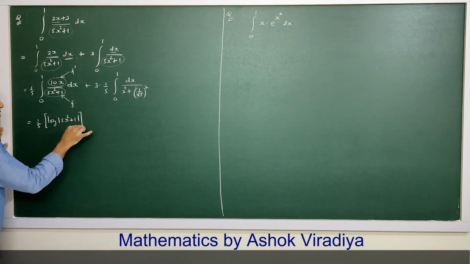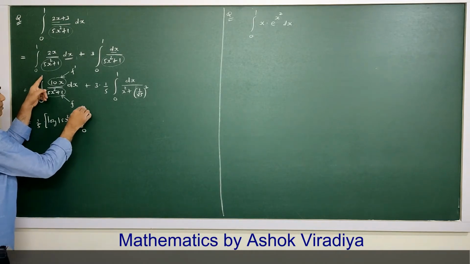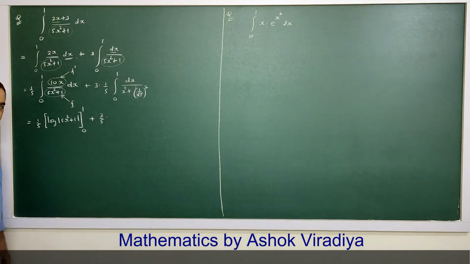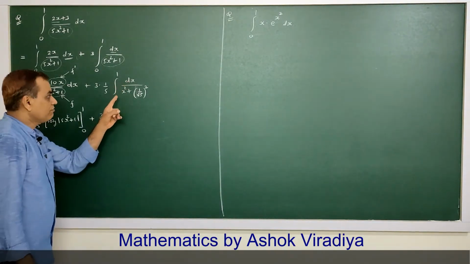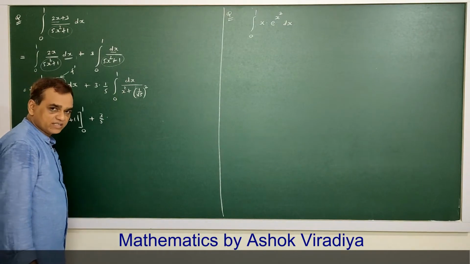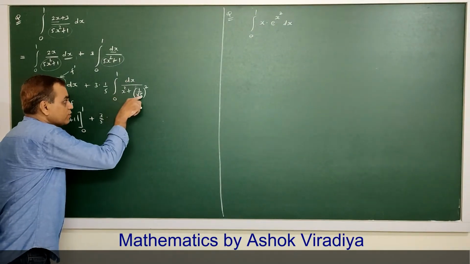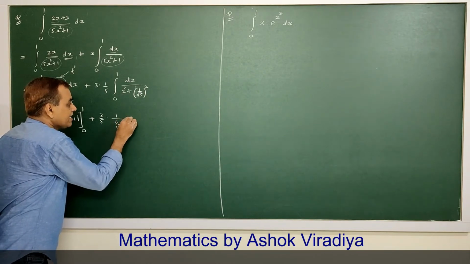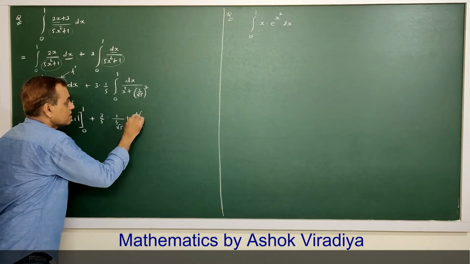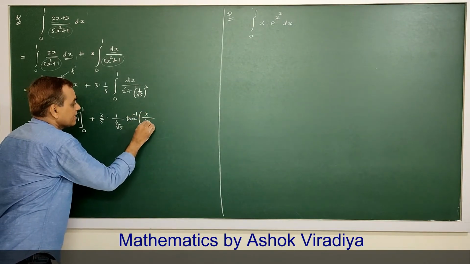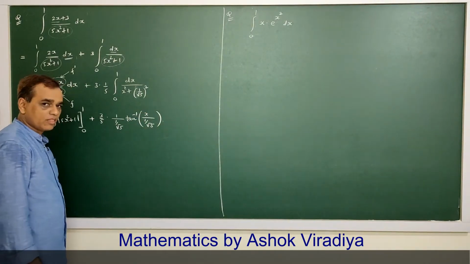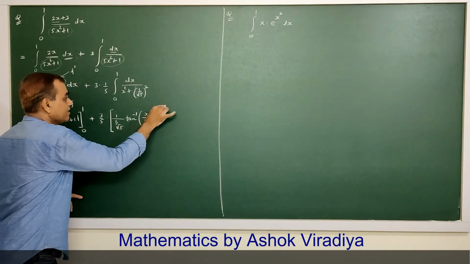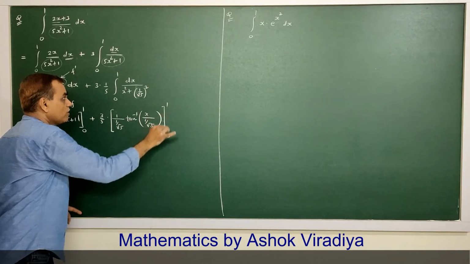Put here bracket, lower limit 0, upper limit 1, plus 3 by 5 into the integral of 1 upon x square plus a square. The integral of 1 upon x square plus a square is 1 upon a tan inverse x upon a. Keep this integral in a box, lower limit 0, upper limit 1.